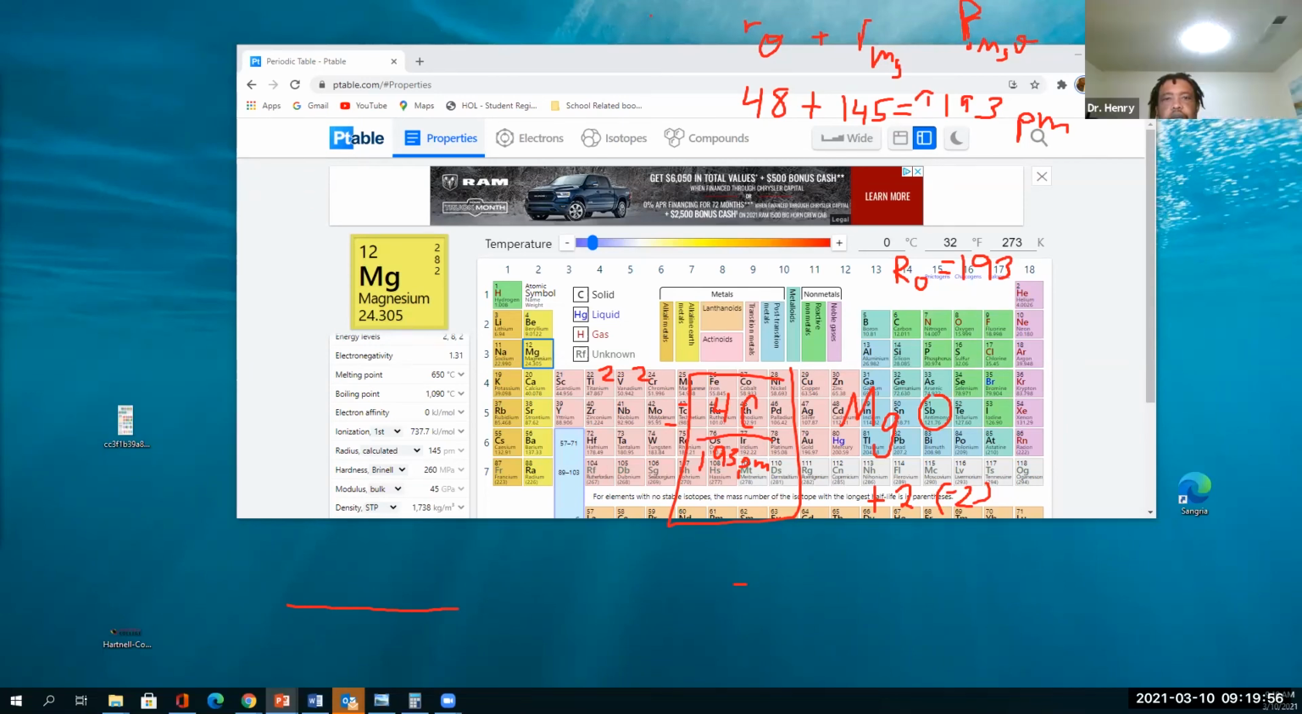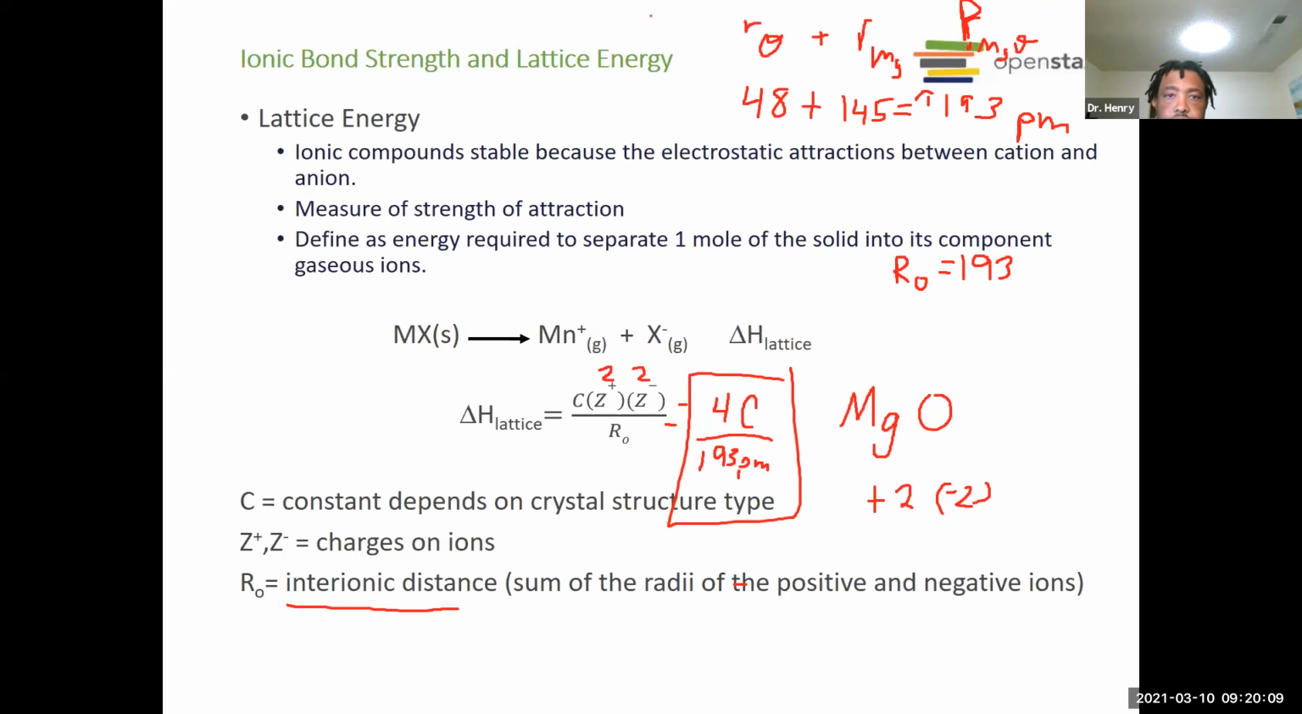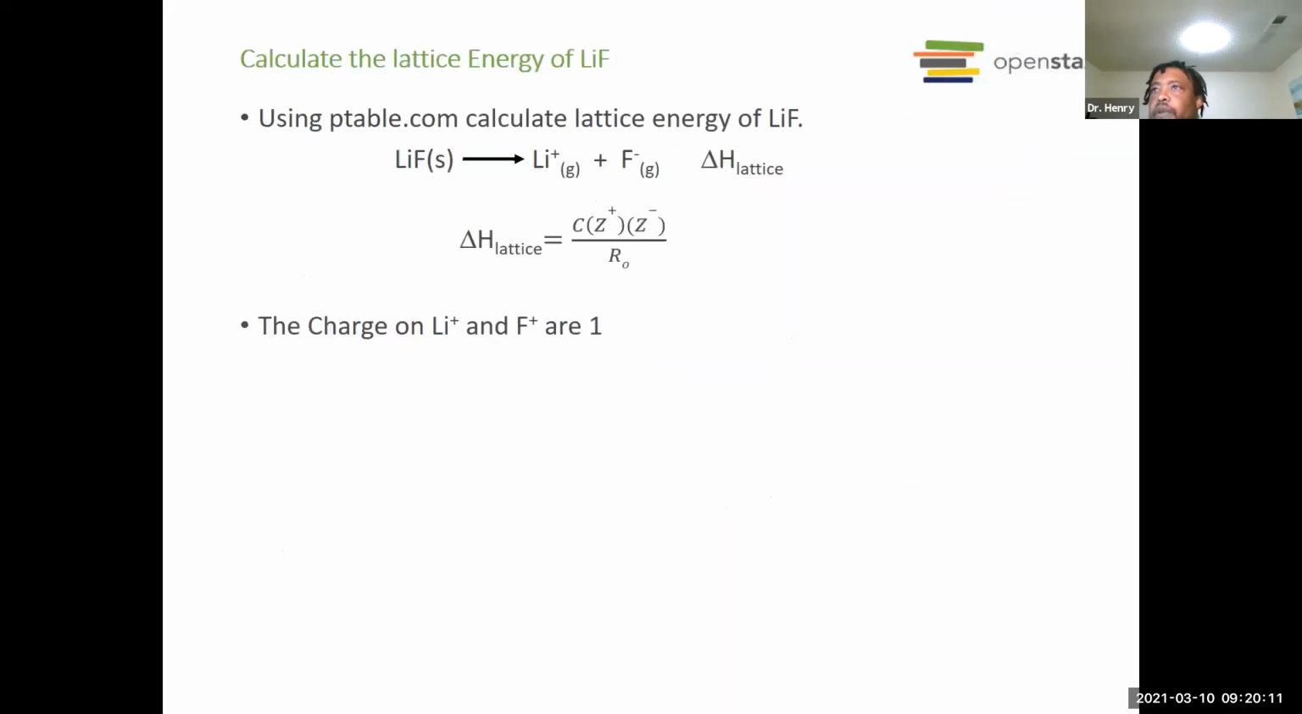Okay. So again, this just basically tells you the ionic bond strength. It lets you know, and it's also what we call the lattice energy that's associated with the lattice. So if we were working with lithium oxide, this would be the same situation where the charges are going to be 1. So it'll be just 1 times 1. So it'll just be C over the distance between the two.